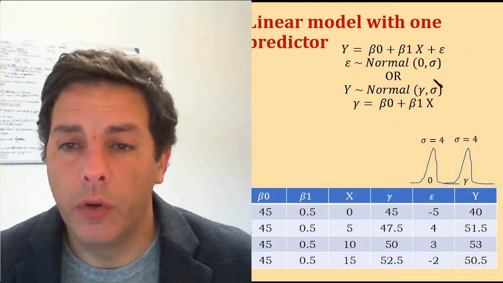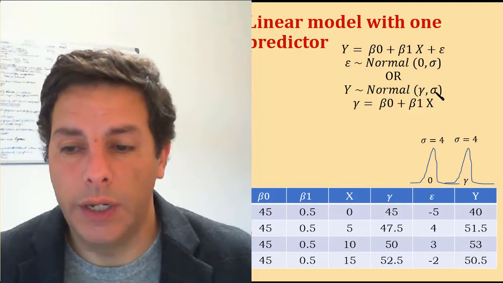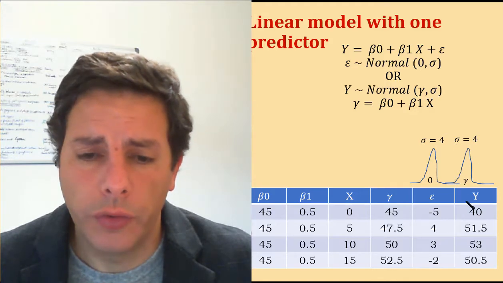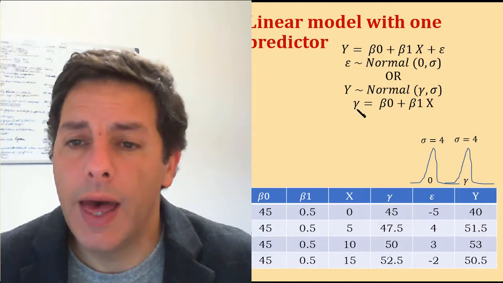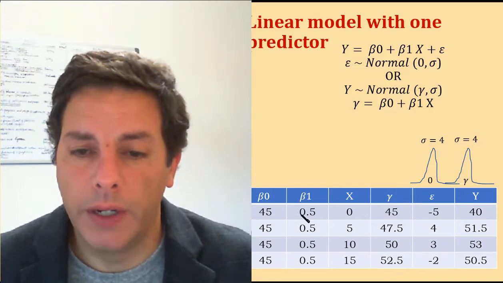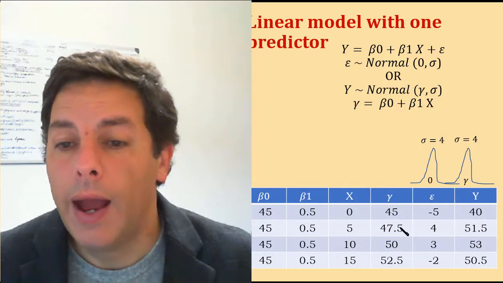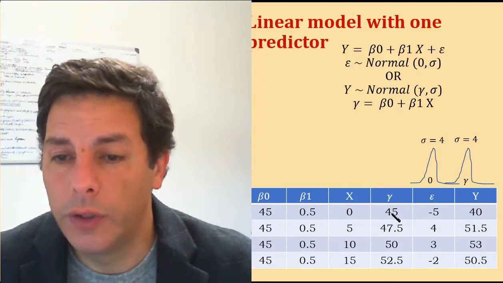Okay, so second formula. We say that y is normally distributed with values gamma as mean and sigma as standard deviation. And standard deviation should be the same in the two distributions. So let's see how we come up with that. So now we say that gamma equals beta 0 plus beta 1 times x. So gamma is here, and we've got the values calculated from beta 0 plus beta 1 times x. So this is gamma.